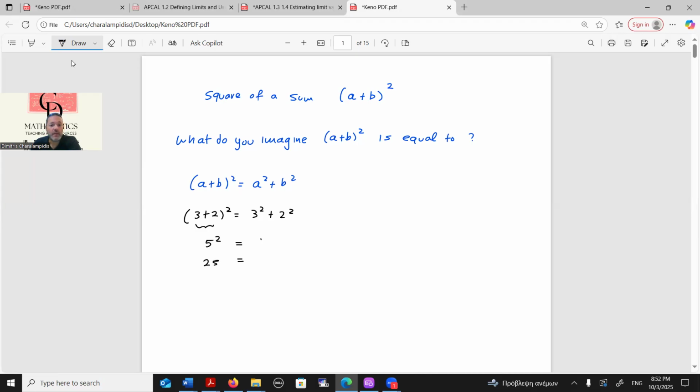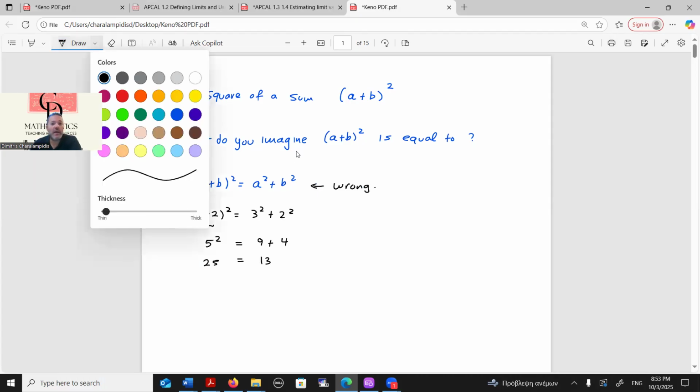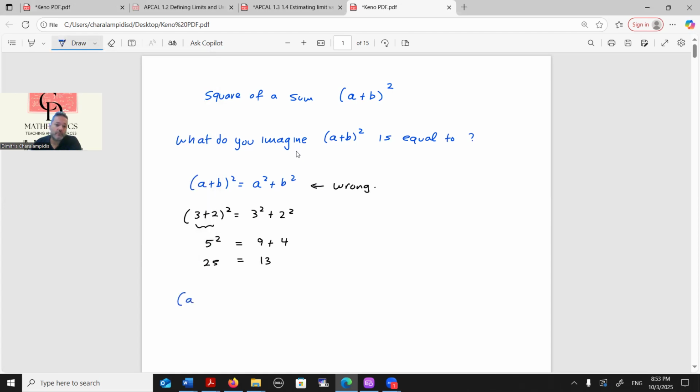the right side we have 9, which is the result of 3 squared, plus 4, which is the result of 2 squared, and 9 plus 4 equals 13. So we managed to prove that 25 equals 13, which is obviously not. Why is this wrong? Because we assumed that 3 plus 2 squared is equal to 3 squared plus 2 squared, so this assumption was wrong. Okay, so what is A plus B squared then? We still need to find this expansion.